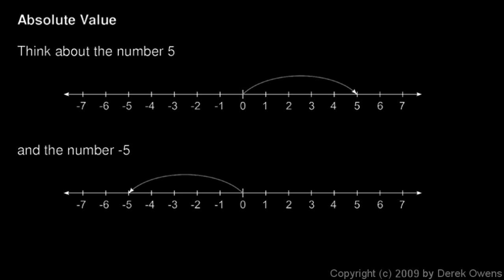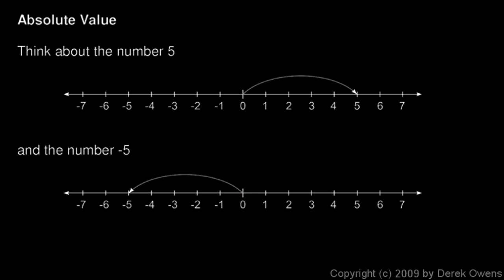Think about the number 5. 5, we said, can be thought of as a movement starting at 0, a movement on the number line of 5 units. So we go 5 to the right, and we end up at that point, number 5. Now think about the number -5. A very similar picture, except we move to the left.